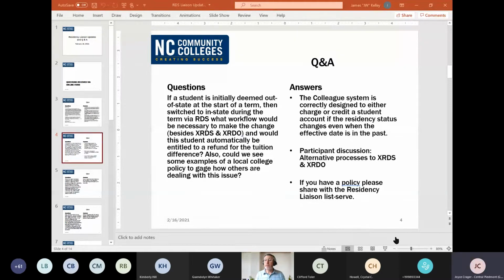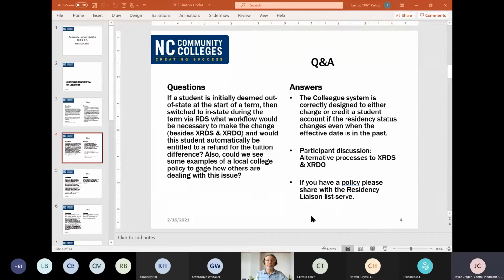JW, they also need to run bill. After they run XRDO, bill is required in the middle of a term. Excellent. Thank you. I think that was Joyce. Thank you for that reminder. Yeah, you need to make sure you run bill, and that would be for any semesters in the past as well, if those charges happen to be in previous semesters. Is that right, Joyce?